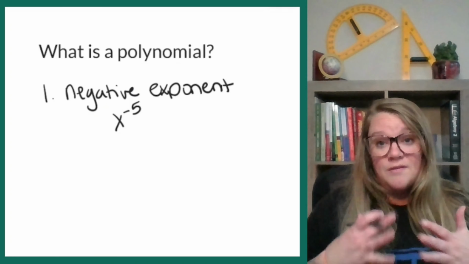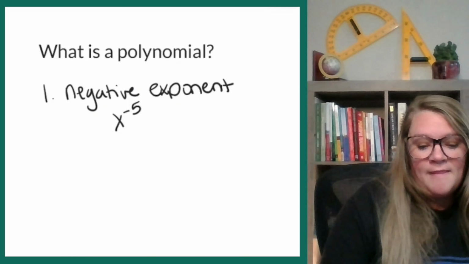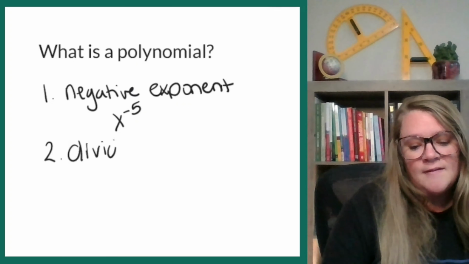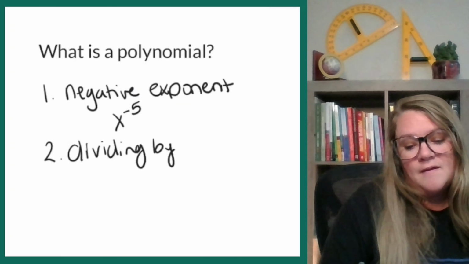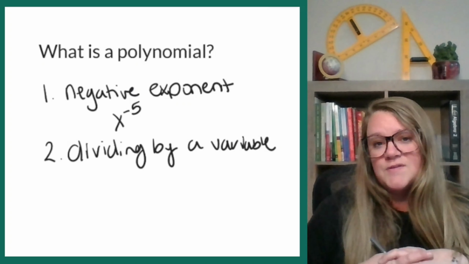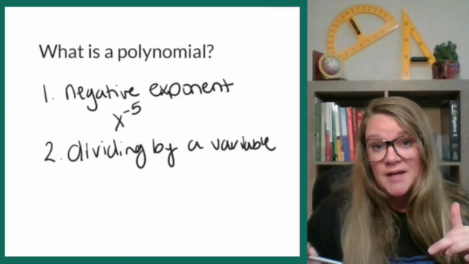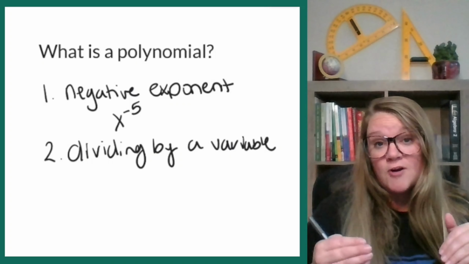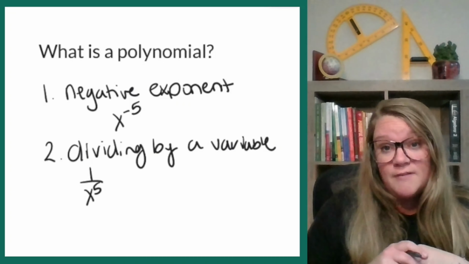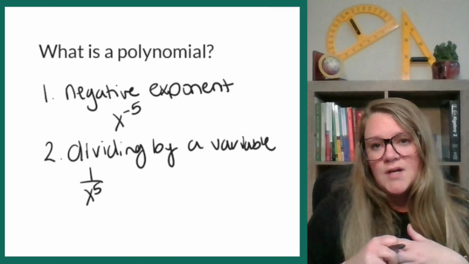Now, going along with that one, if we have division by a variable, that also makes something not a polynomial. And that goes right along with x to the negative fifth, because if you know about negative exponents, I could write x to the negative fifth power as 1 over x to the fifth power. And that's division by a variable. I'm dividing by an x, some sort of x on the bottom. So that means this is not a polynomial.